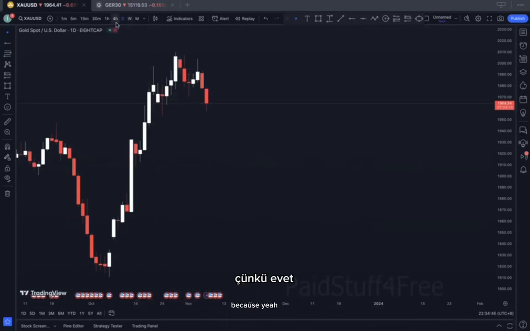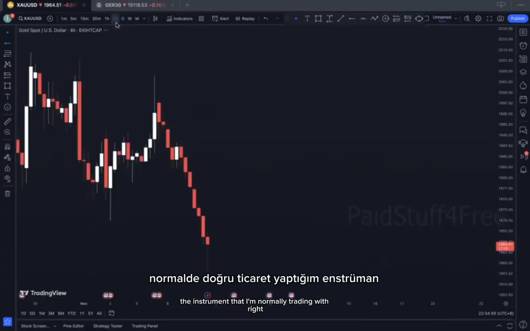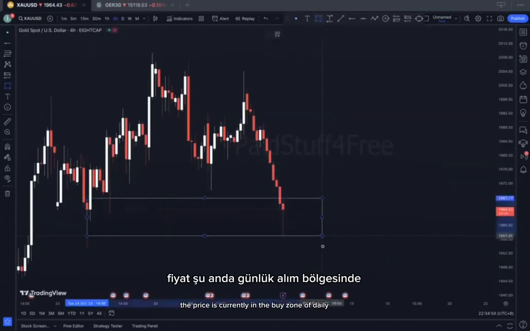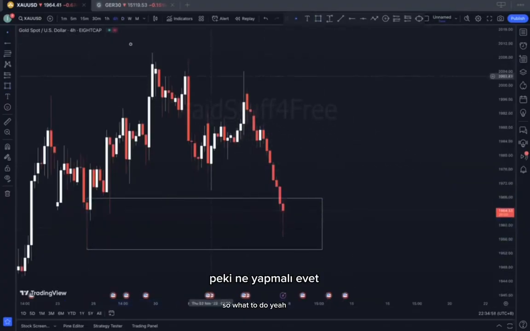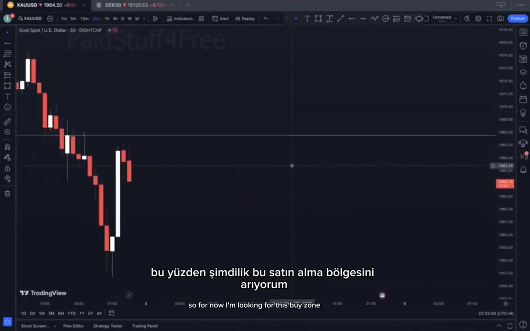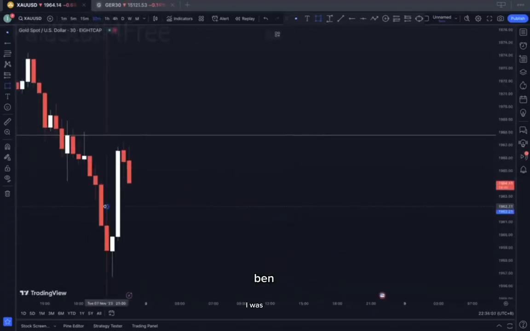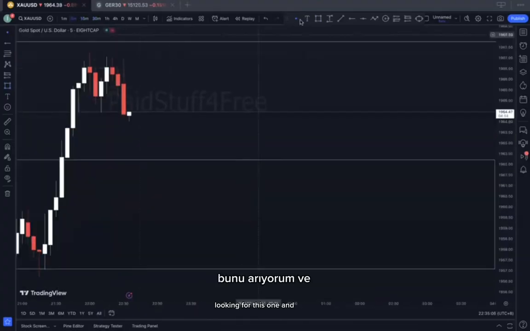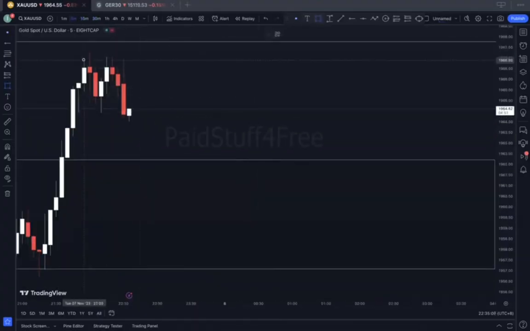Okay, because this is the instrument that I'm only trading with. So look over here, just focus on the H4, because we know the price is currently in the buys of daily. So what to do? Focus on the buy, right? That's it. So for now, I'm looking for this buy zone. I'm currently in the sell right now, looking for this one.